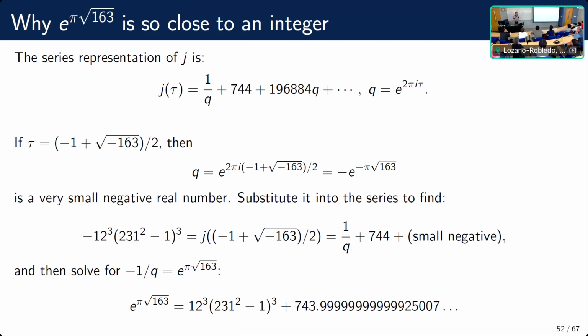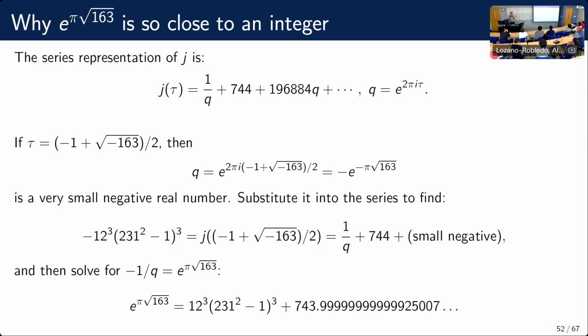So let's substitute this q into the series, and just notice that all of the terms over here are actually going to be quite small. They feature powers of this tiny number q, so they're going to be very, very small, and the coefficients can't catch up. So what we get is that the j value, which is this integer, equals 1 over q plus 744 plus some small negative number. And then you solve for negative 1 over q, which is this guy, and you get this. So as long as you believe that the J invariant evaluated on this number is an integer, then you have to accept something like this.